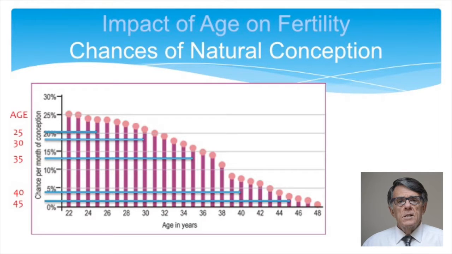I've highlighted this a little further when we look at the fertility at age 25, which would already be about 22% per month, at 30, where it's approximately 17%, at 35, where it's down to about 12%, at 40, where it's now 4% per month, and at 45, it's approaching 0.